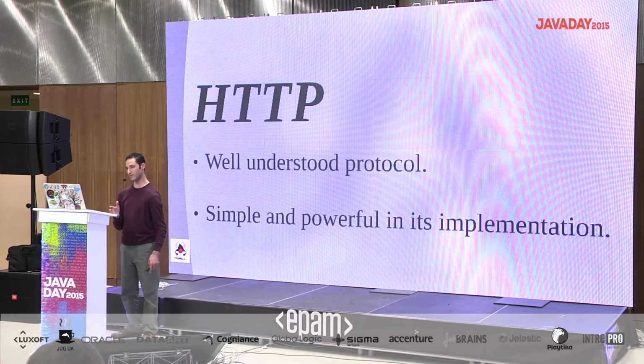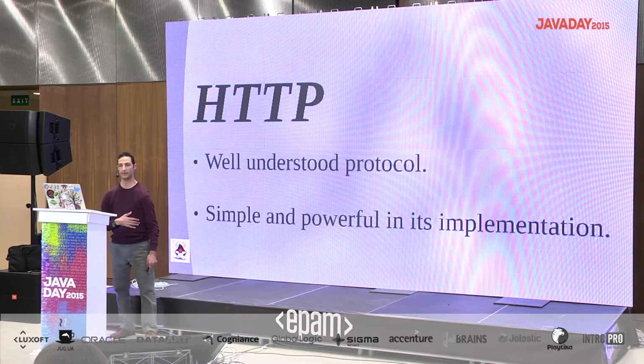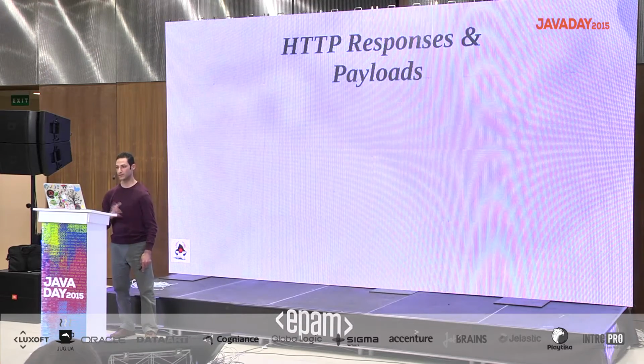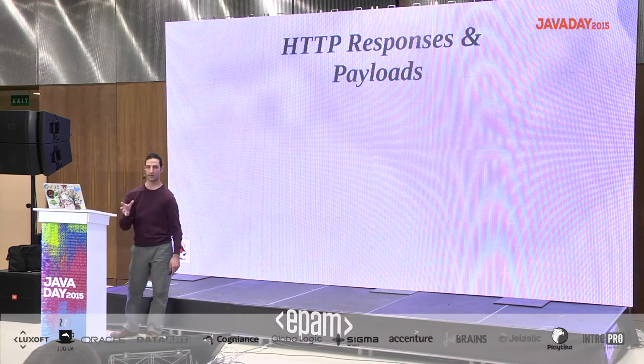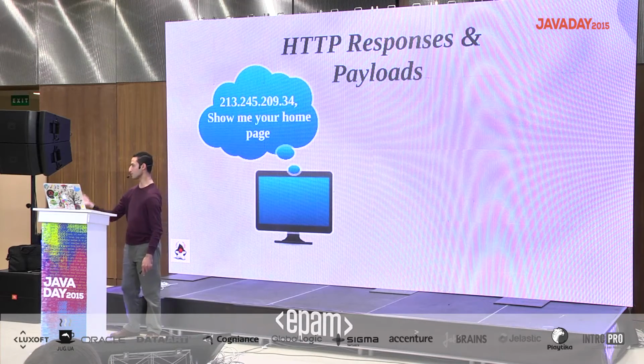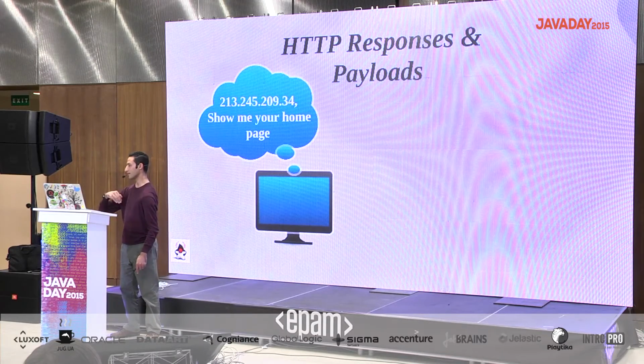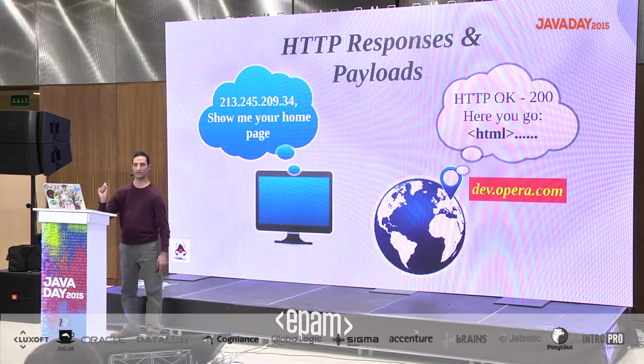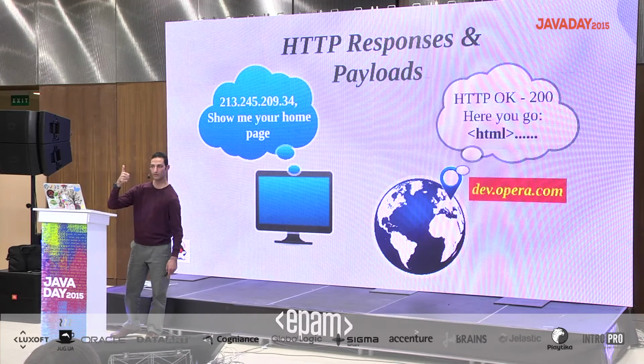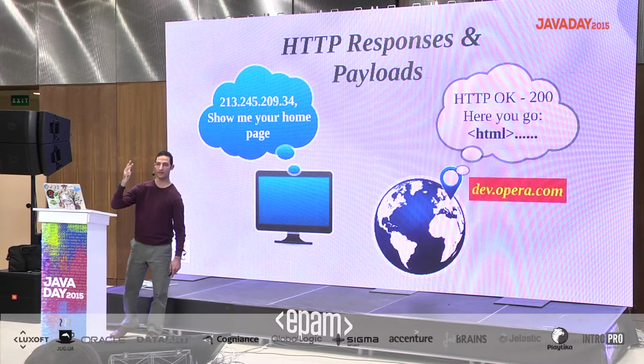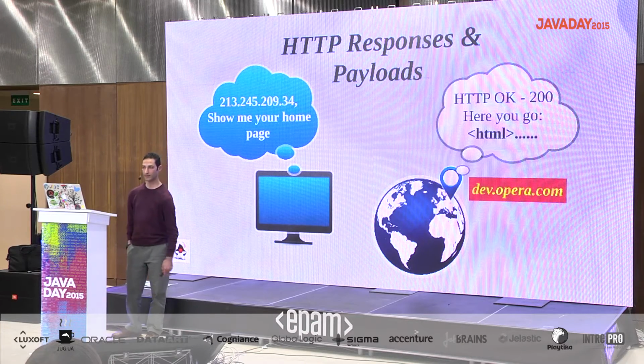HTTP, as we have said before, is a well-understood protocol, simple and powerful in its implementation. HTTP response and payload. Every HTTP response has a request. And the most important thing in this is the status code. Bear in mind this, content type and media type. Those characteristics and headers you need to concentrate on when you design your RESTful API.